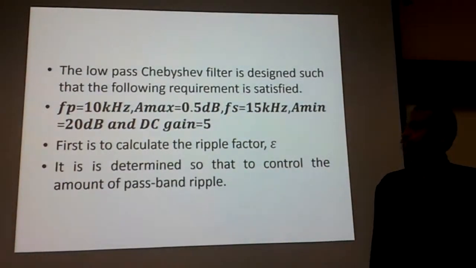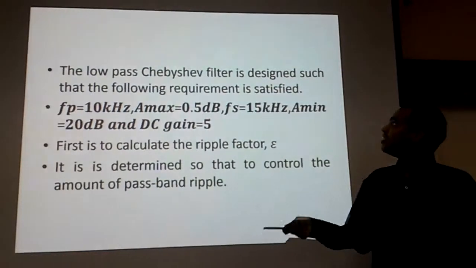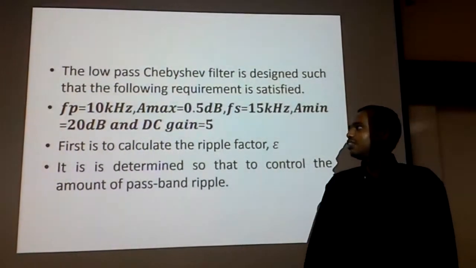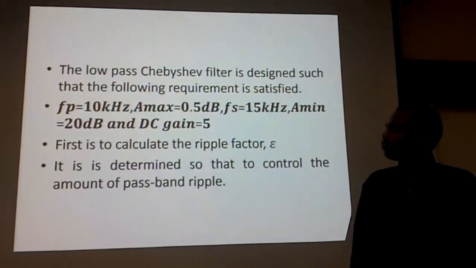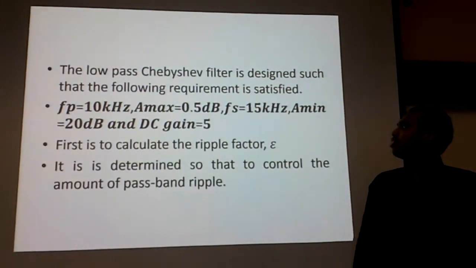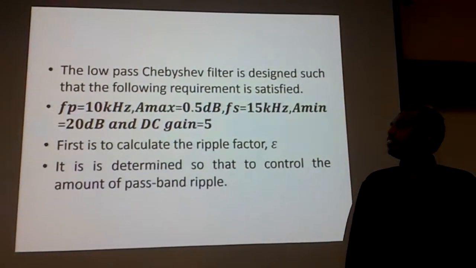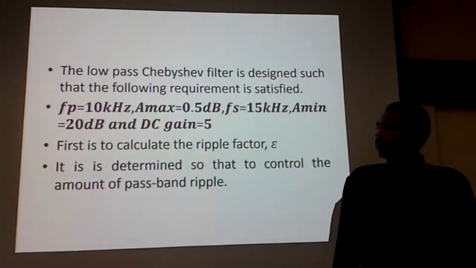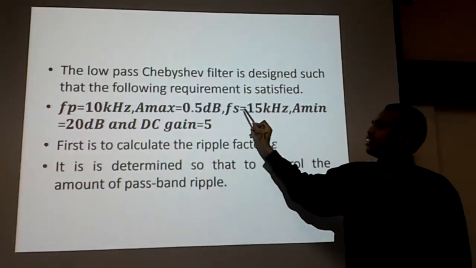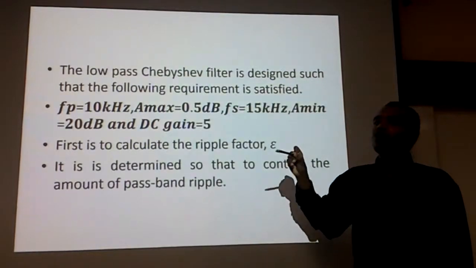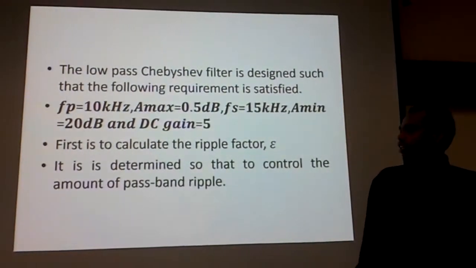Okay, the low-pass Chebyshev filter is designed such that the following requirements are satisfied: Fp equal to 10 GHz, A max equal to 0.5 dB, Fs equal to 15 GHz, A min equal to 20 dB, and the gain equal to 5. So these are our givens. These values are given, and we use them to design our Chebyshev filter.